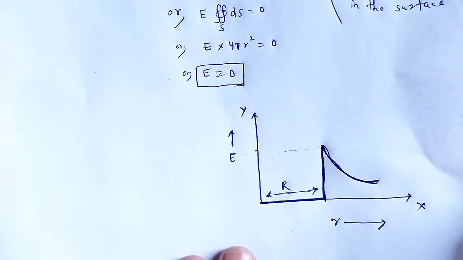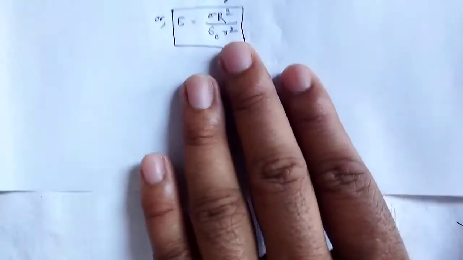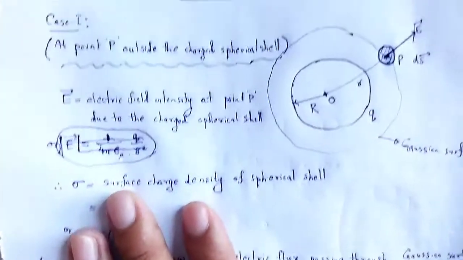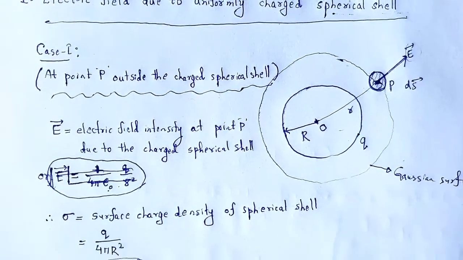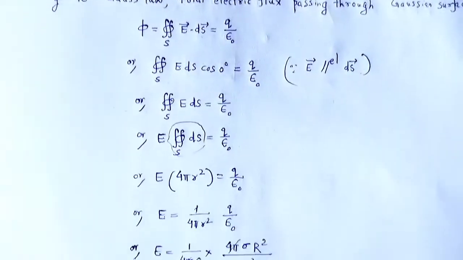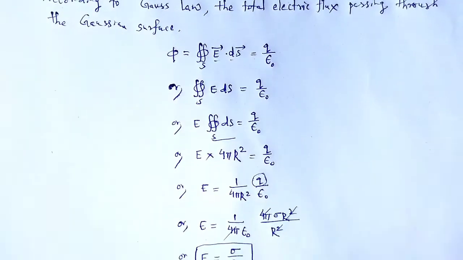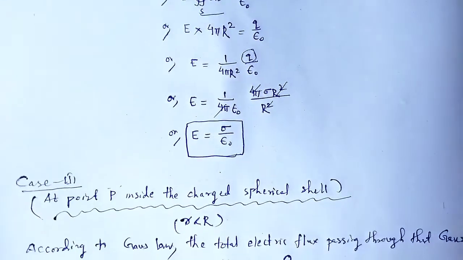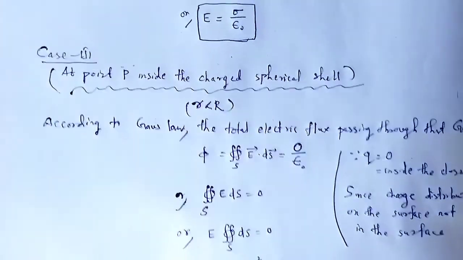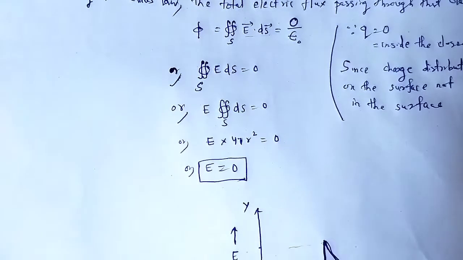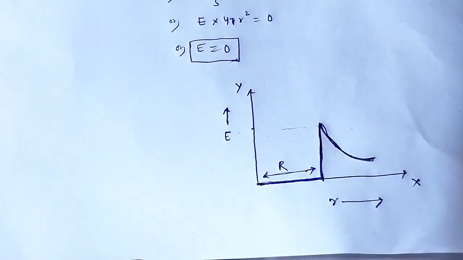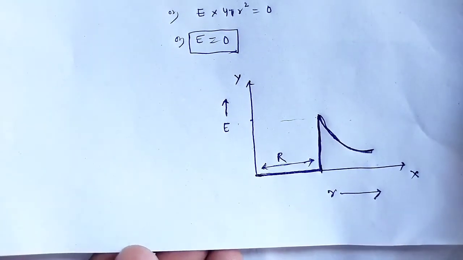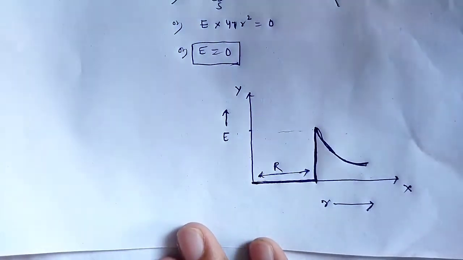So with the help of this video lecture, we understood one of the applications of Gauss law, that is the electric field due to a uniformly charged spherical shell: case number 1, then case number 2, and the last one, case number 3, and the graphical view of how E varies with distance for the charged spherical shell.